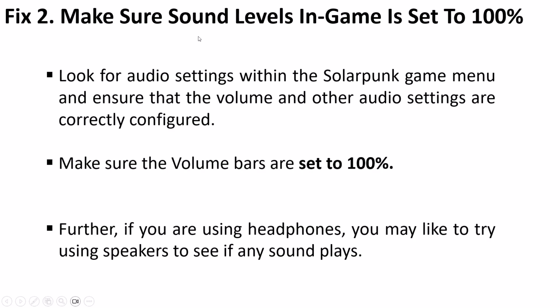Fix 2 is to make sure sound levels in game is set to 100%. So look for audio settings within the Solarpunk game menu and make sure that the volume and other audio settings are correctly configured. Make sure the volume bars are set to 100%. Further, if you are using headphones, then you may like to try using speakers to see if any sounds play or not.